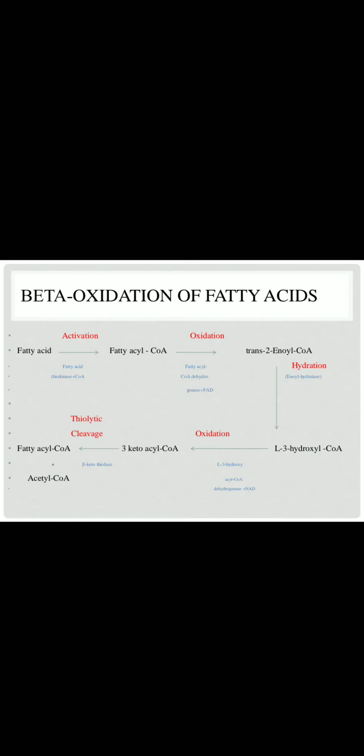Then this L3 hydroxyacyl CoA is converted to 3-ketoacyl CoA by an oxidation process. This oxidation is carried out with the help of NAD by the enzyme L3 hydroxyacyl CoA dehydrogenase. Then this 3-ketoacyl CoA is converted to acetyl CoA and the remaining chain of the fatty acid. This is the thiolytic cleavage, which is carried out by the enzyme beta ketothiolase.